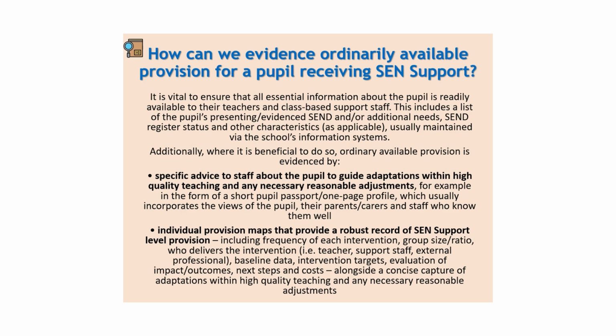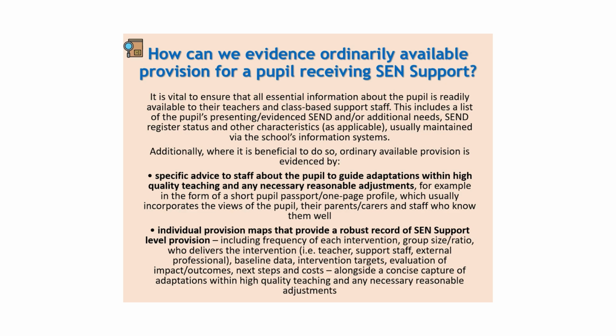Additionally, where it's beneficial to do so, ordinarily available provision is evidenced by specific advice to staff about the pupil to guide adaptations within high-quality teaching and any other necessary reasonable adjustments. For example, in the form of a short pupil profile or one-page passport, which usually incorporates the views of the pupil, their parents and carers, and staff who know them well.